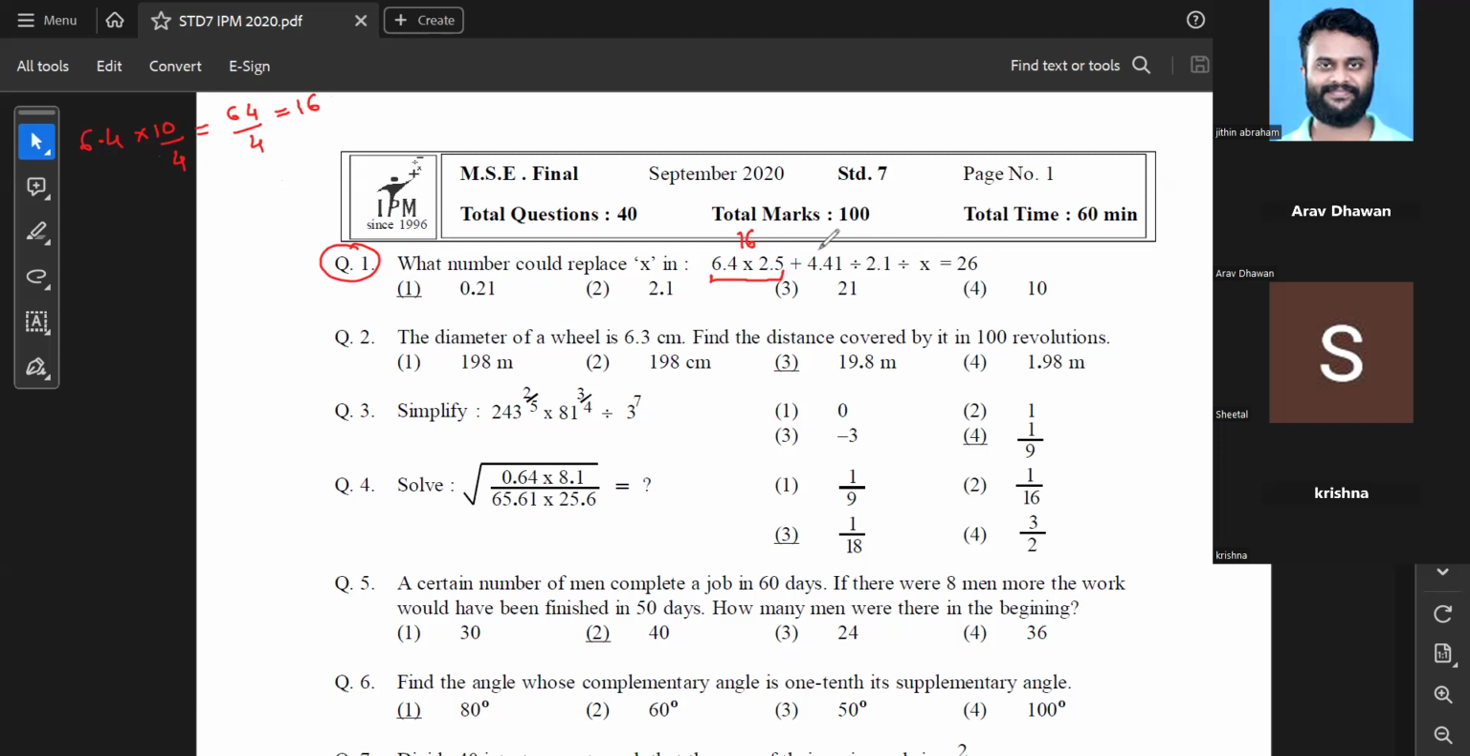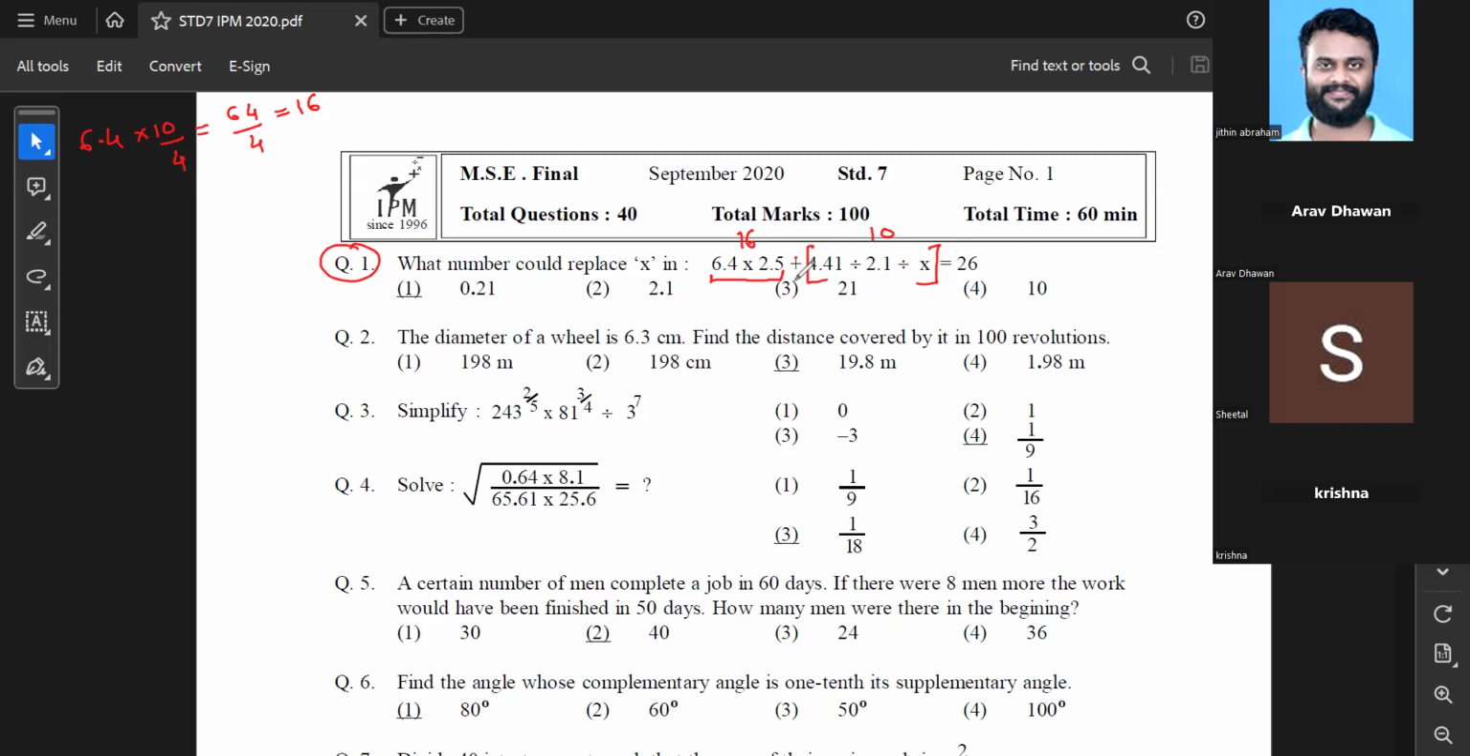If I need 26 over here, I must get 10 over here. So that's the whole gameplay. If I have 16, I need 26. 16 plus 10 is going to give me 26. Simple logic. So this division must give me 10. As simple as that.